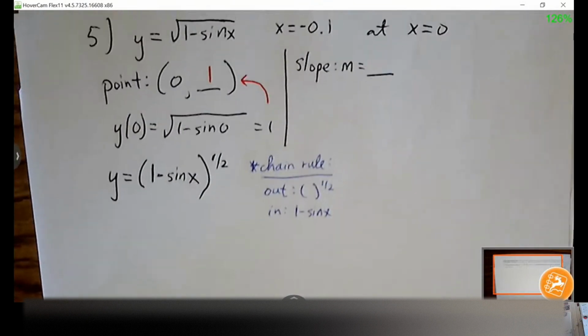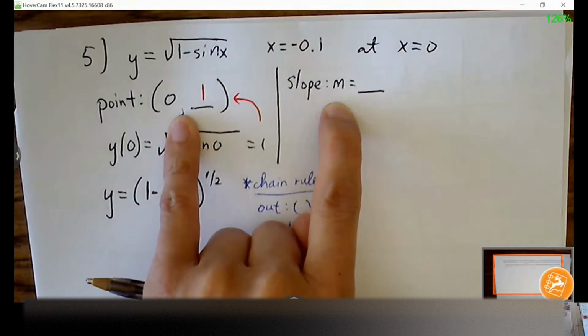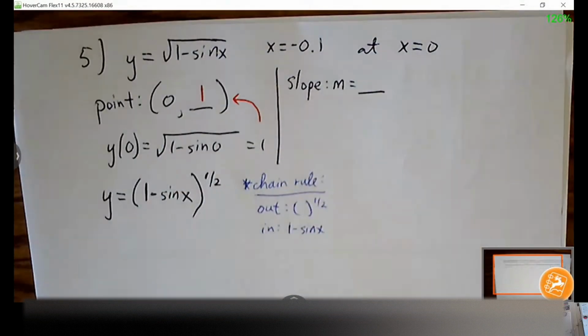Why do we need the derivative for the equation? Because we need to find the slope. We need to create our tangent line equation. So tangent line equation requires an ordered pair and slope, so slope's going to come from your derivative.